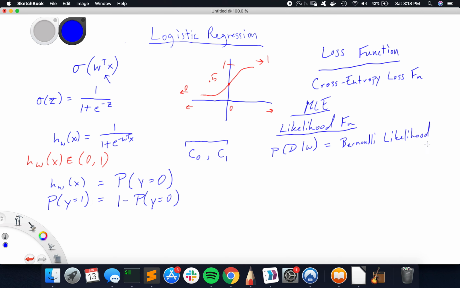And you can look up this function. It's just a probability distribution function, and it models basically what we're trying to do here, which is get the probability that X is either in class 0 or in class 1. So if you perform maximum likelihood on this Bernoulli likelihood function, you end up with the cross entropy loss. And once you have the cross entropy loss, then you can train your model.